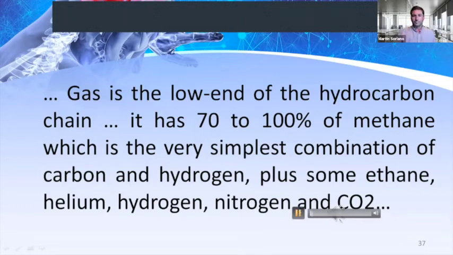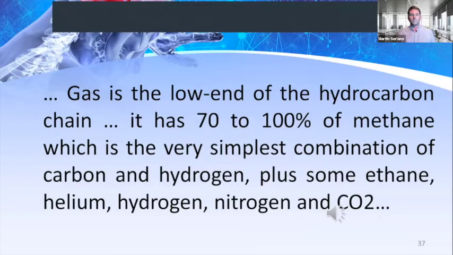Gas is the low end of the hydrocarbon chain. It has 70 to 100% of methane, which is the very simplest combination of carbon and hydrogen, plus some ethane, helium, hydrogen, nitrogen, and CO2.